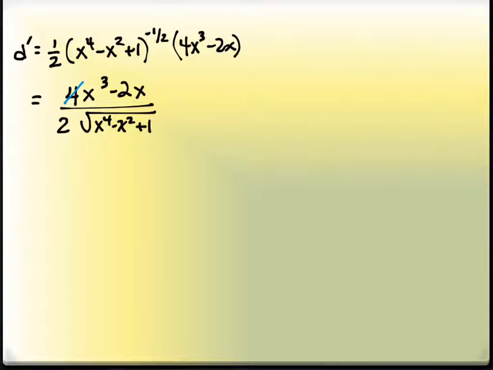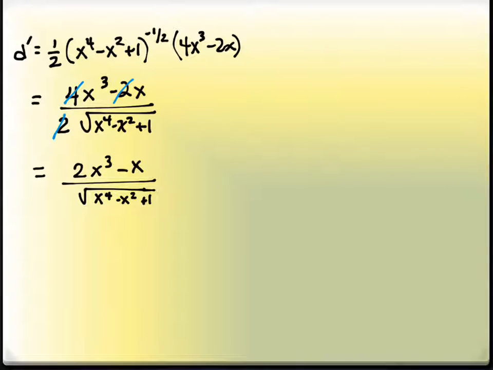The part that's to the negative exponent will go in the denominator, right? Yeah. 2 will cancel. Good observation. So I'm going to have a 4x cubed minus 2x on top. I technically have this 2 on bottom, and I have a square root of x to the 4th minus x squared plus 1 on bottom. And this 4, 2, and 2 are able to reduce. So I have 2x cubed minus x over the square root of x to the 4th minus x squared plus 1. Okay, I've got the derivative.